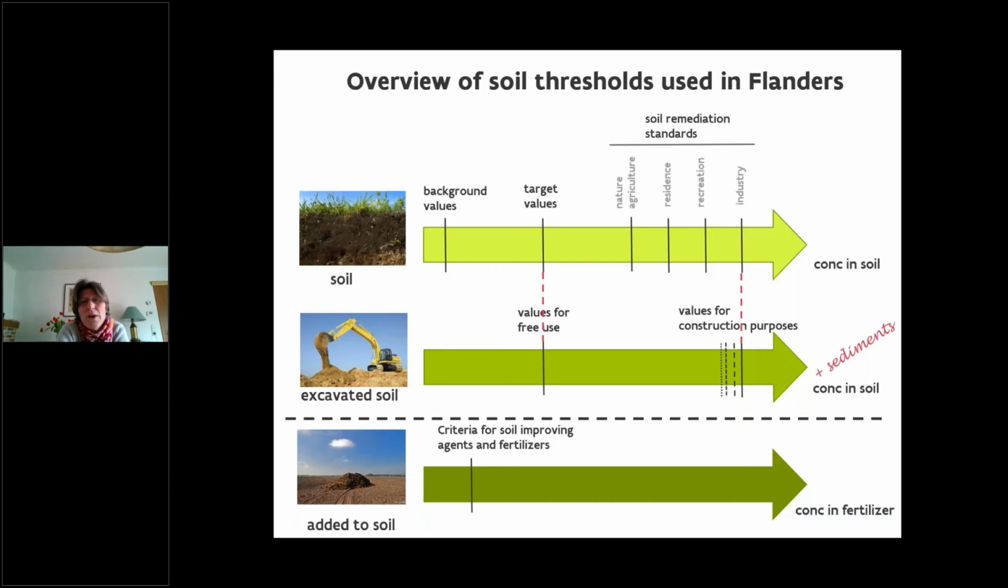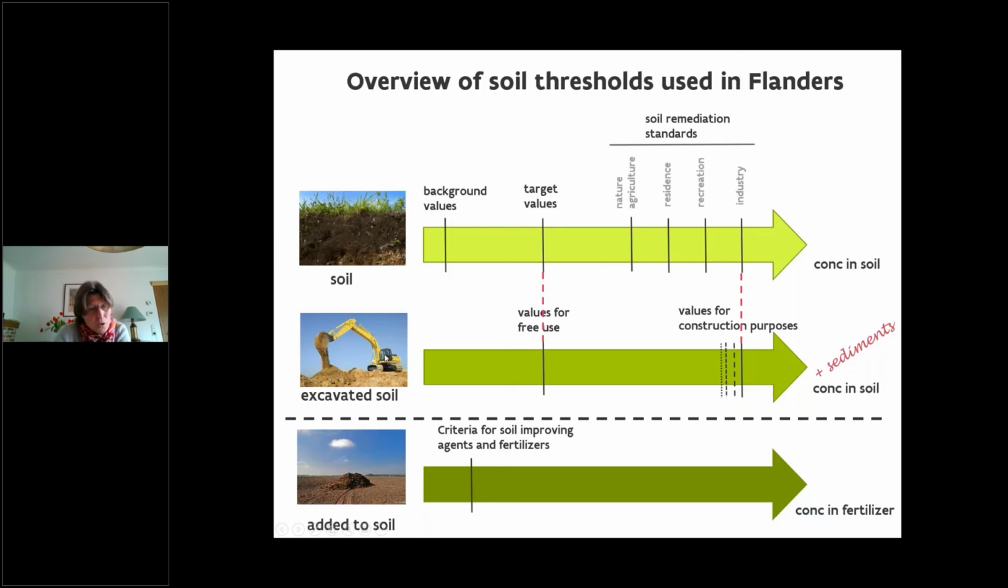So we derive soil remediation standards for 5 different land use types. So there is nature and agriculture, there's residence, recreation area, or industry. The standards for nature and agriculture are set at the same level. And then there are also the target values. They serve as the goal for the remediation of new soil contamination, and they are somewhere in between the background values and the lowest soil remediation standard.